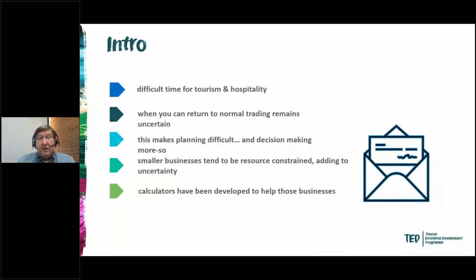That notwithstanding, we are where we are today, and that makes planning difficult and indeed decision making even more difficult for those of you who are operators once you start getting back into reopening, hopefully in a couple of weeks' time. In particular, smaller businesses, which tend to have a constraint in terms of resources, particularly where financial analysis and financial advice is concerned, just adds to the uncertainty, and that's been well recognised across the island.